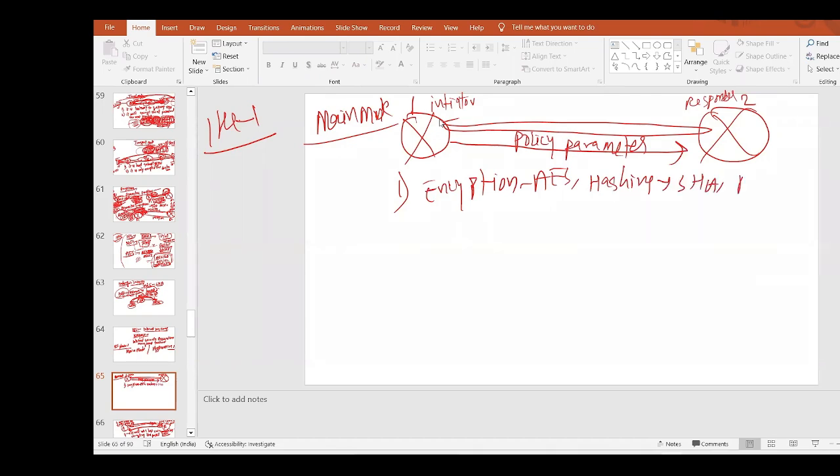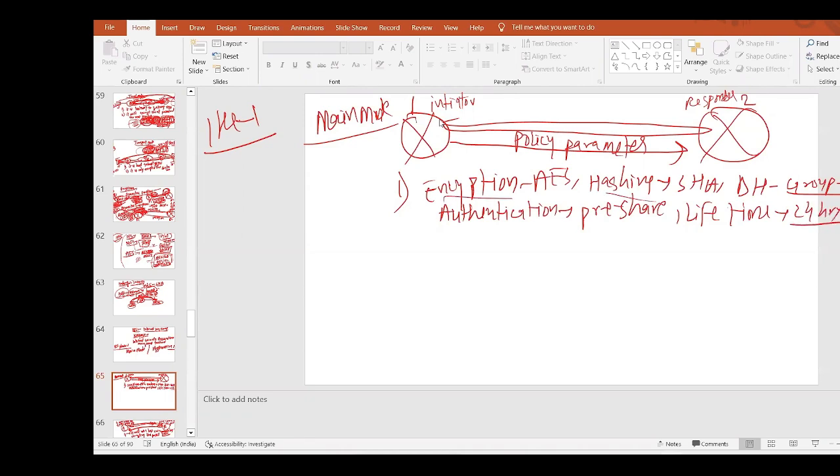Then which Diffie-Hellman group am I going to use. Diffie-Hellman is called group 1, group 2. Whatever the higher group you use, that is more secure. Say he's going to use group 2. And which authentication method am I going to use? There are two kinds of authentication method. One is pre-shared, and the other is digital, if there is any third-party digital certification. I'm using pre-shared all the time. These are the policy parameters, and there's a lifetime. The lifetime is 24 hours by default, so just keep it like this. This information, the policy parameters, is passed in packet number 1.